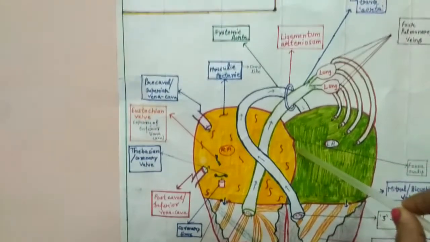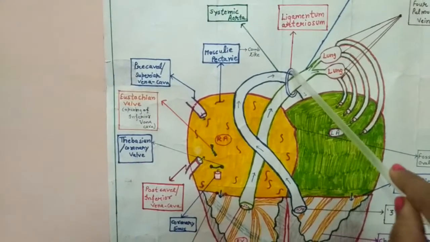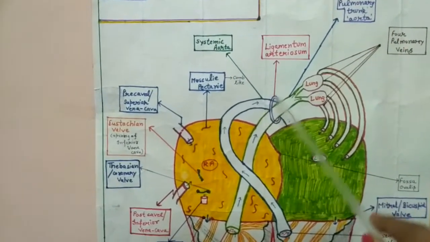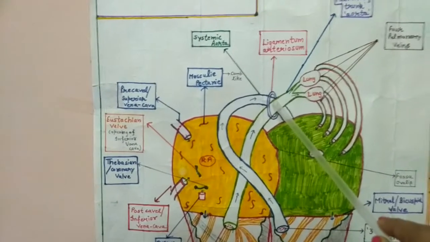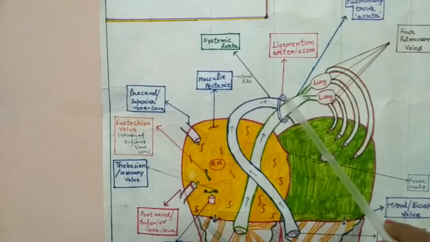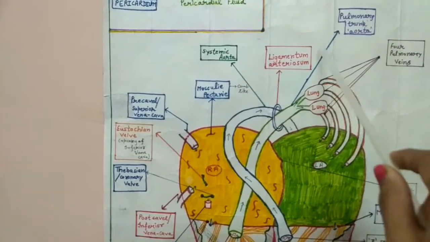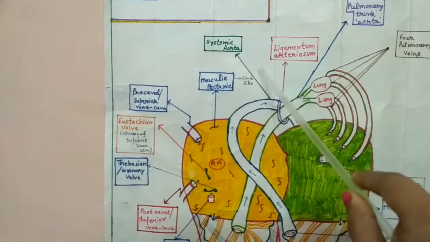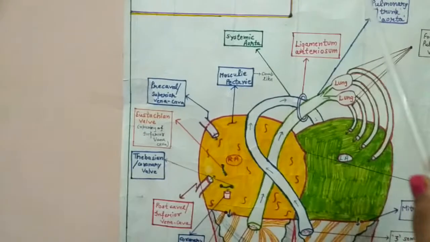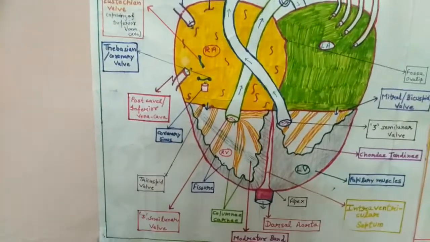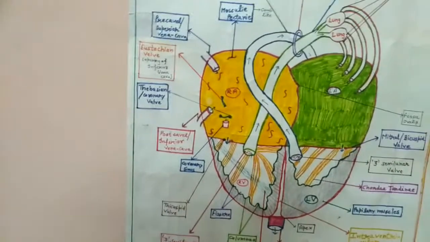Another structure you can also see between these two tubes, between the systemic aorta and the pulmonary trunk or pulmonary aorta, which is known as ligamentum arteriosum. Ligamentum arteriosum connects both these tubes, the systemic aorta and pulmonary aorta. In the embryonic stage, this ligamentum arteriosum is known as ductus arteriosus. So friends, you can see the whole structure here of the heart, which plays a very important role in human blood circulation.